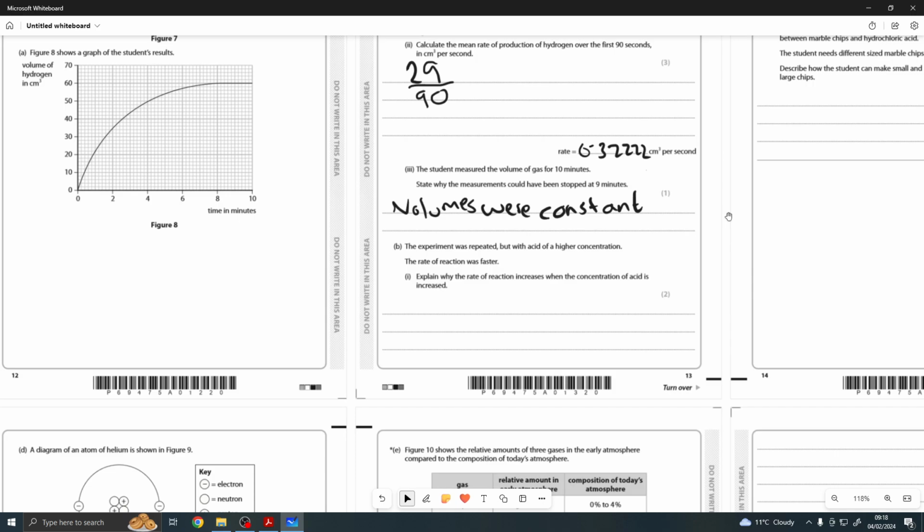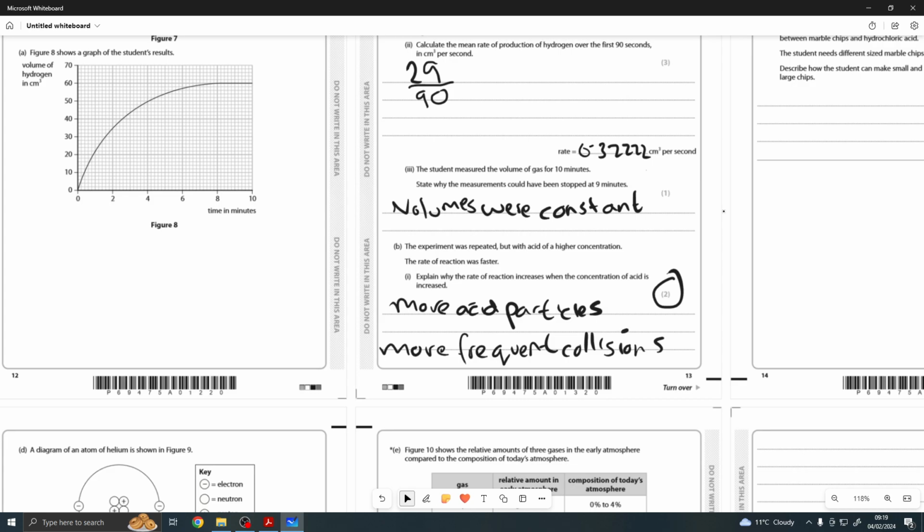The experiment was repeated with an acid of a higher concentration. The rate of reaction was faster. Explain why the rate of reaction increases when the concentration of acid is increased. 2 marks, so 2 points, right? So, if you have a higher concentration, essentially you've got more acid particles. Okay, that means more frequent collisions. A higher frequency of collision, more collisions per second, something along those lines, okay?